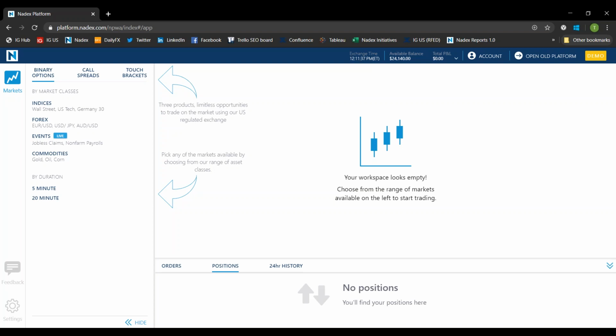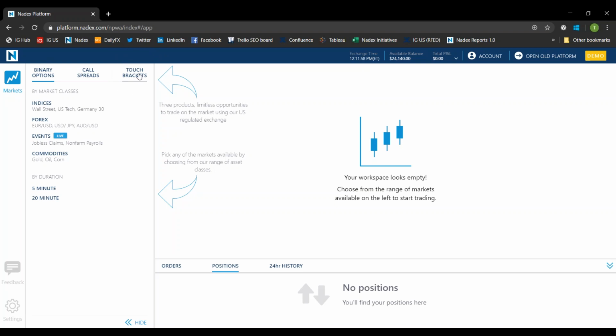Now, if this is your first time, there are a few things I like to point out. When you first open up the platform, there on the left-hand side, you'll see all of our markets, and you'll see them separated by products: binary options, and we're going to get into that, call spreads, and I'll touch on that a bit. And we currently call them touch brackets.